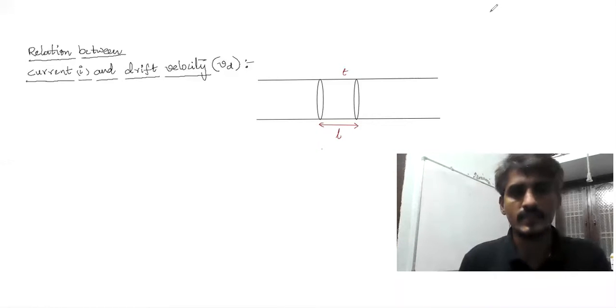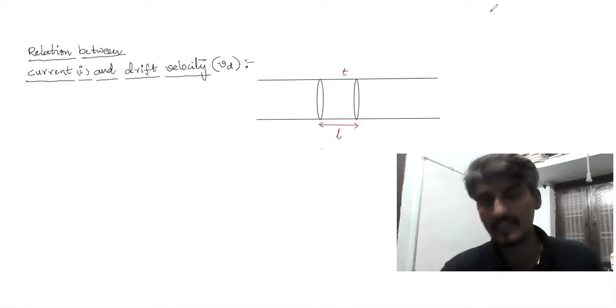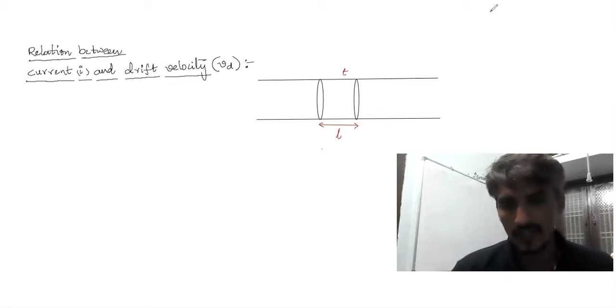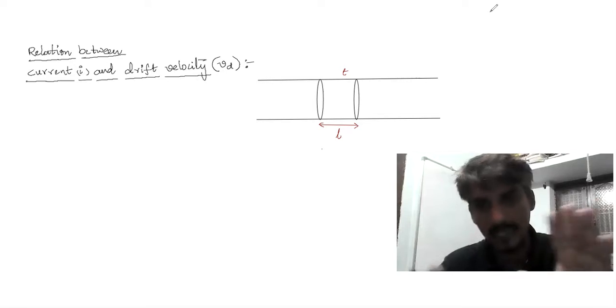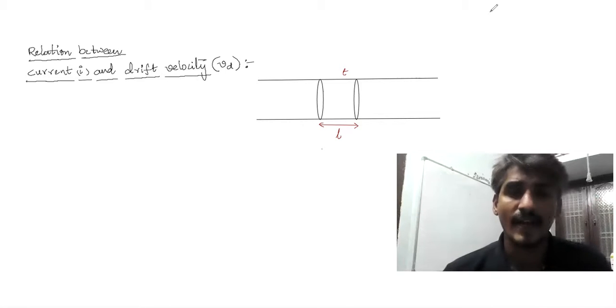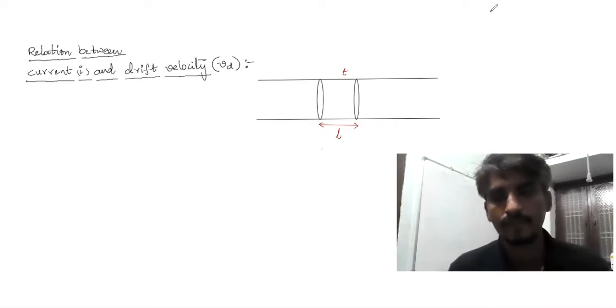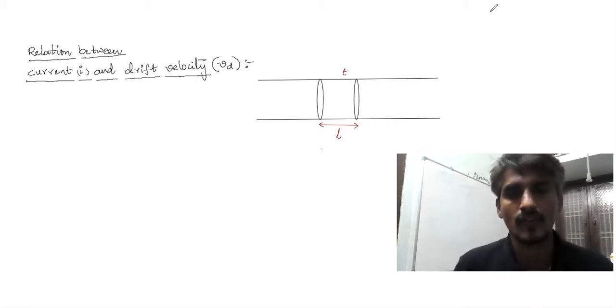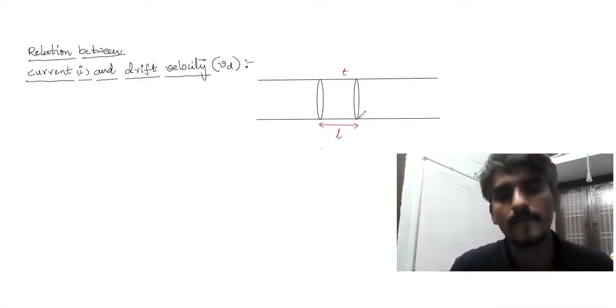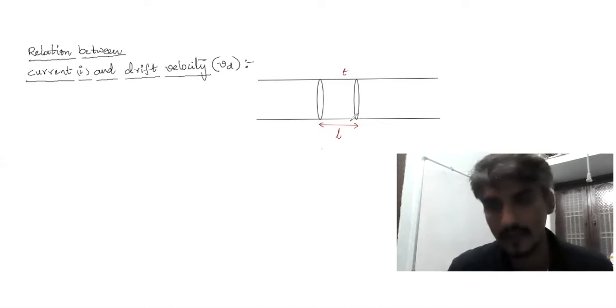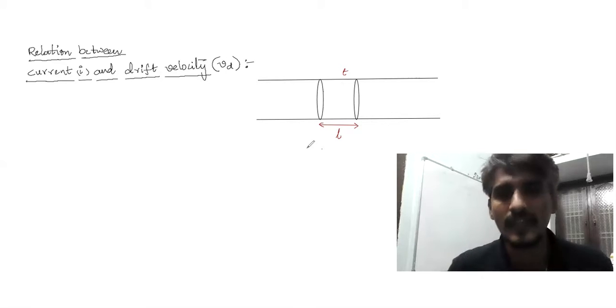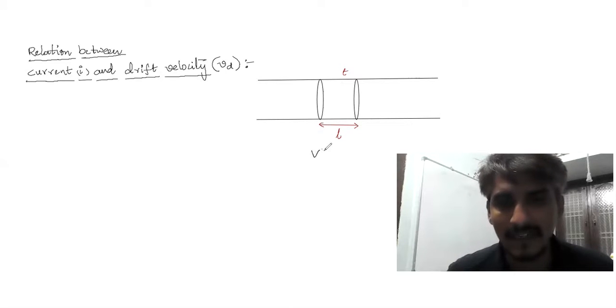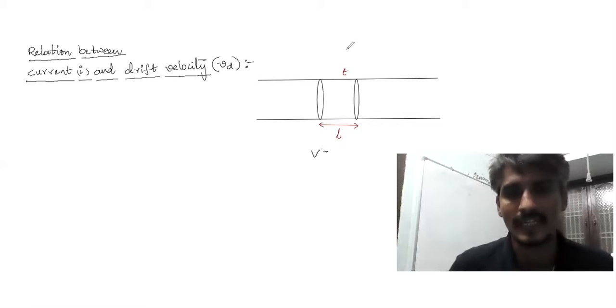So now let us discuss the relation between electric current and drift velocity Vd. In order to find this relation, first of all, I am assuming a conductor, a wire. In that, I'm taking a certain volume of the wire. I've taken the cross-sectional area at two different points, so in between these two cross-sectional areas a certain volume is there. What is the volume of this conductor?